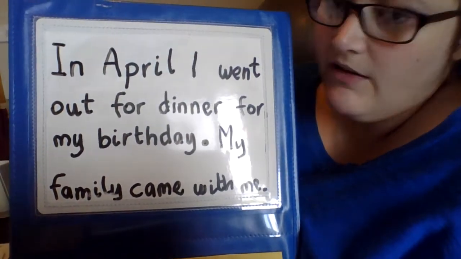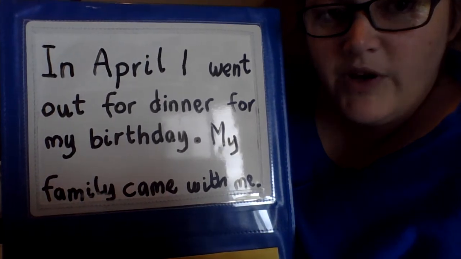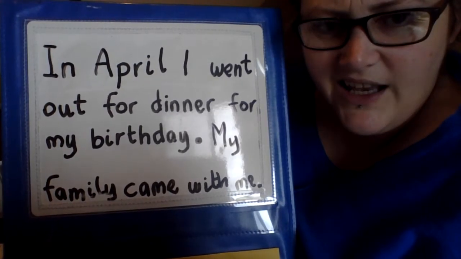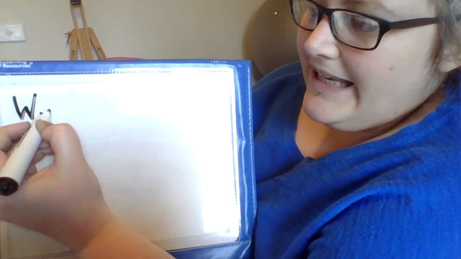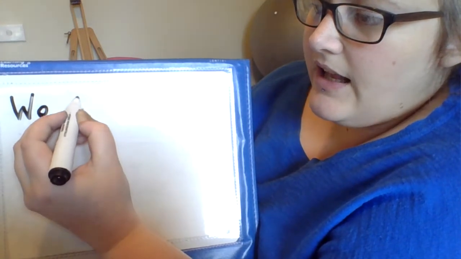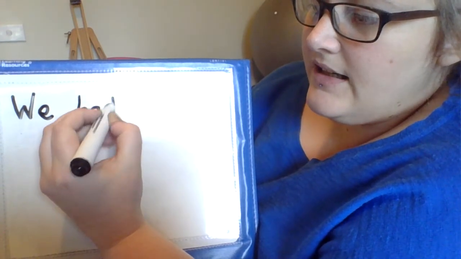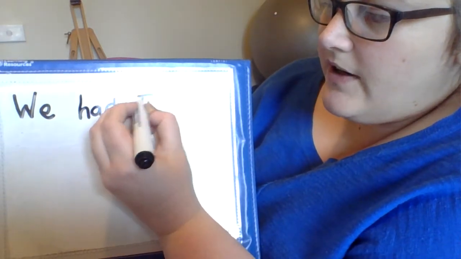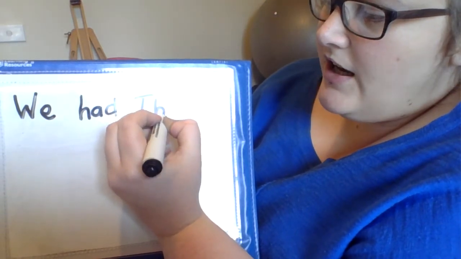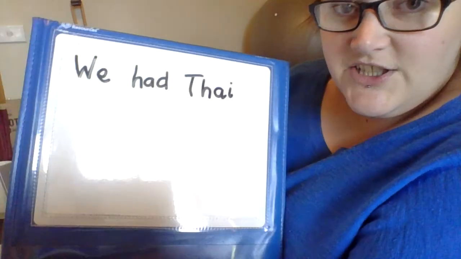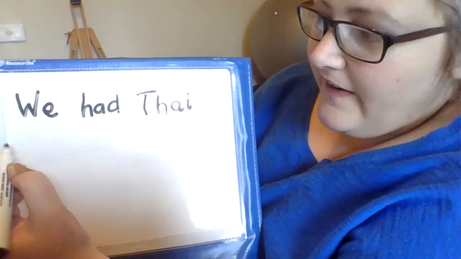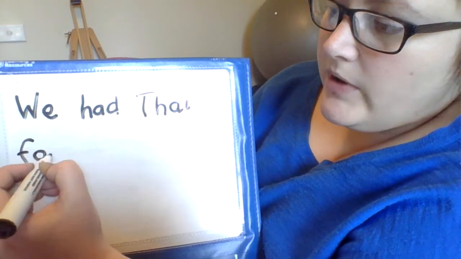Now I need to actually say where I went. I didn't mention that I went out for Thai, one of my favourite foods. So I need to write that in my next sentence. So I'm going to turn this around and finish my recount. We had Thai food is what I'm going to write. We had. Now I love Thai food. Do you like Thai food? Thai food. And Thai has a capital letter because that's the name of the food. That's also the name of a country. We had Thai, food. We know the oo sound, ood.